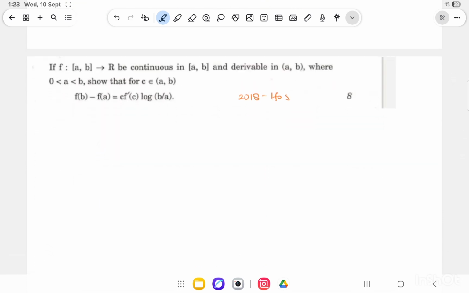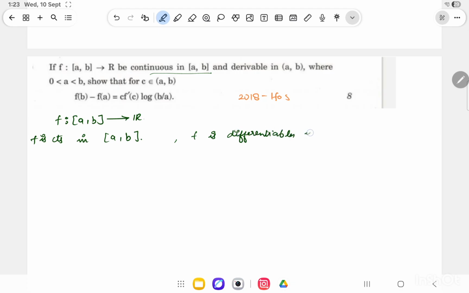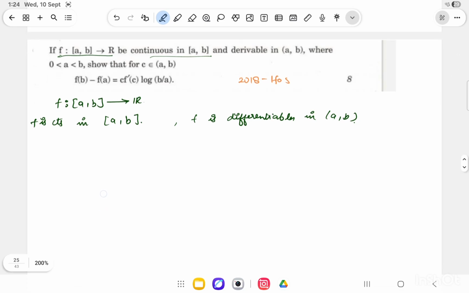So the next question says that f is a function from the closed interval a comma b to R, and it is given that f is continuous in the closed interval a comma b, and f is differentiable in the open interval a comma b. So this f is a continuous function on the closed interval a comma b and differentiable on the open interval a comma b. Also it is given that a is greater than 0 and b is greater than a.